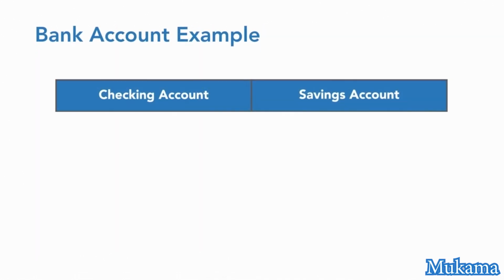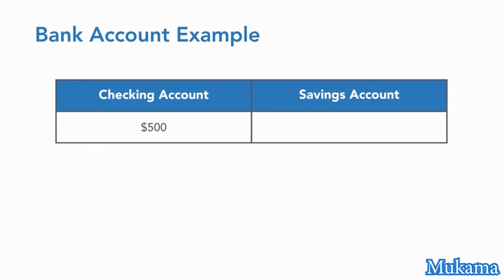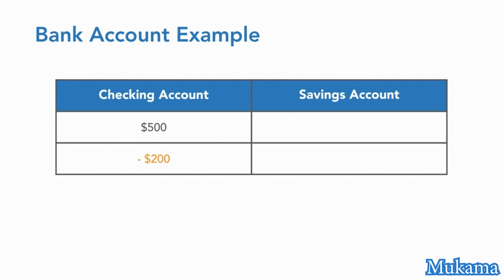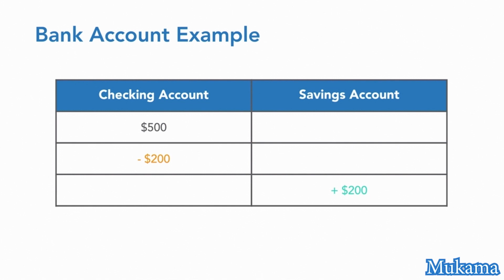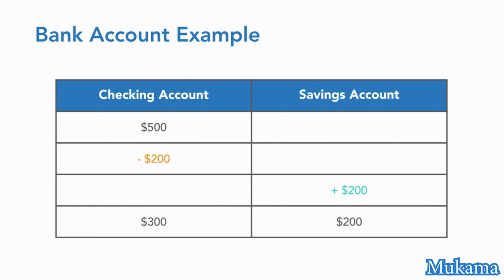Suppose we have two bank accounts, a checking account with £500 in it and a savings account that has zero balance. If we want to transfer £200 from checking to savings, that requires two separate operations in the database. First, you need to deduct £200 from the checking balance. Then we need to add £200 to the savings balance. If everything finishes successfully, we should have £200 in checking and £200 in savings at the end of the process.